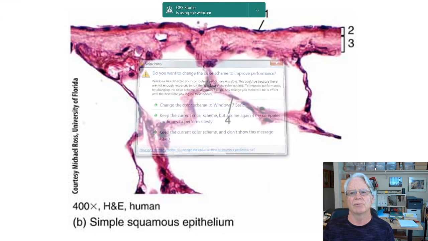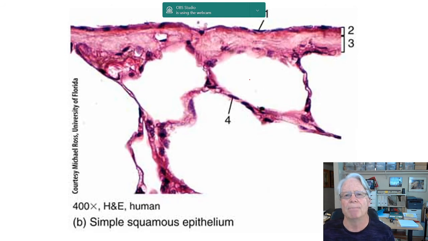Get rid of that. I don't really want that. And you can see two different areas that are being identified. Here, this area, that area right there, and these cells right here. Those are simple squamous epithelial cells, and this is taken in the lung. So this is a view of epithelial tissue from the side.